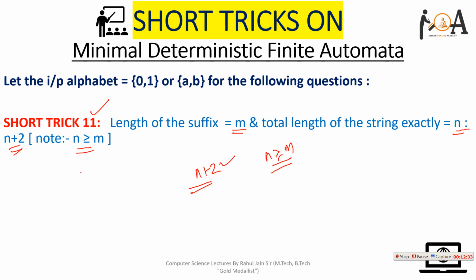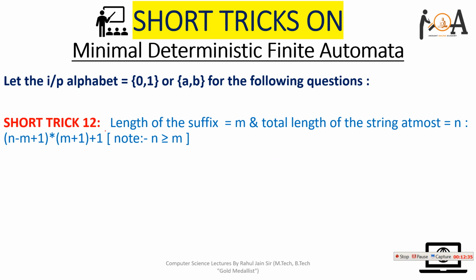You can note it. And shortcut trick 12, that the length of the suffix equals m and total length of the string is at most n. In that case the shortcut trick says that total number of steps in minimal DFA is (n minus m plus 1) into (m plus 1 plus 1), right? So you have to multiply these two values and then add 1. Whatever answer you generate will be the number of steps in its minimal DFA.